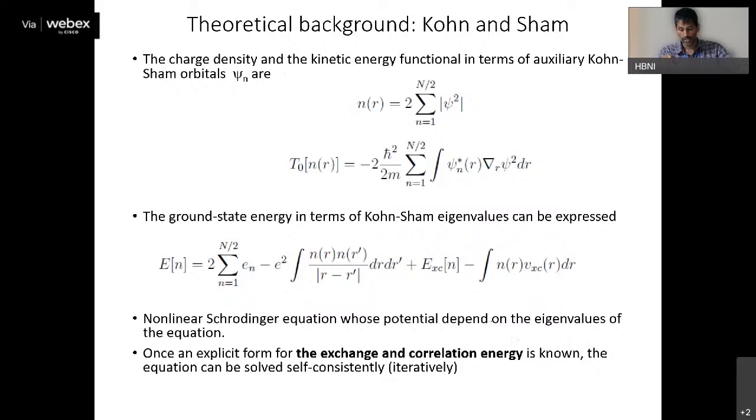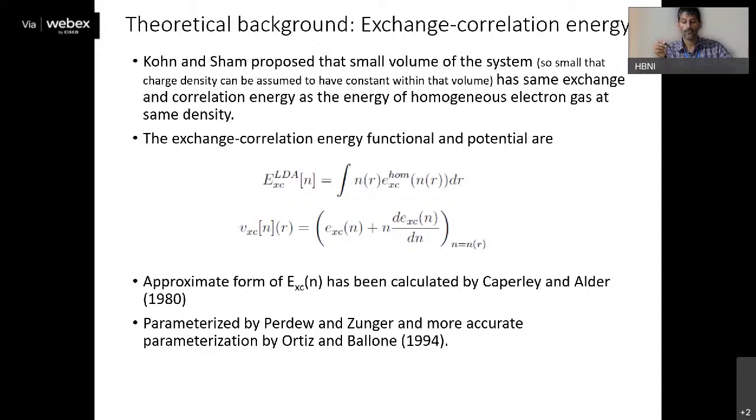So now one needs to find out what the exchange and correlation energy is. So Kohn and Sham proposed that for a small volume of the system, one can consider the volume to be so small that its charge density can be assumed to be constant within that volume. And it has the same exchange and correlation energy as one can see in a homogeneous electron gas at the same density. So one can compute the exchange and correlation energy from the homogeneous electron gas at the same density. So this is known as the local density approximation.